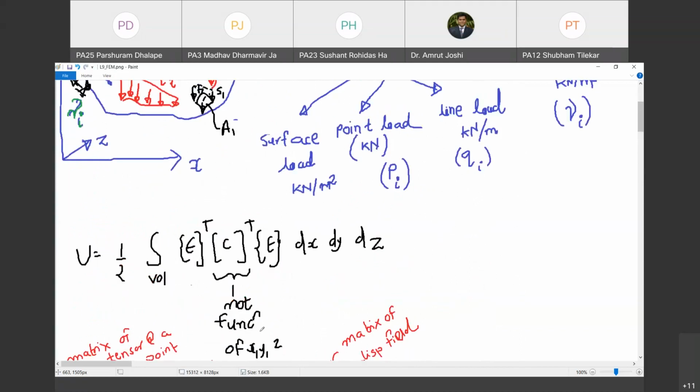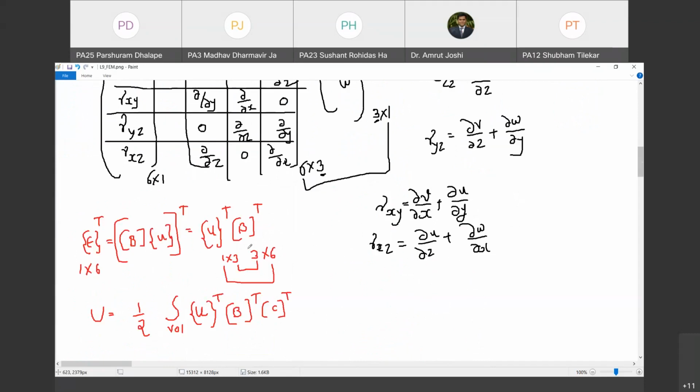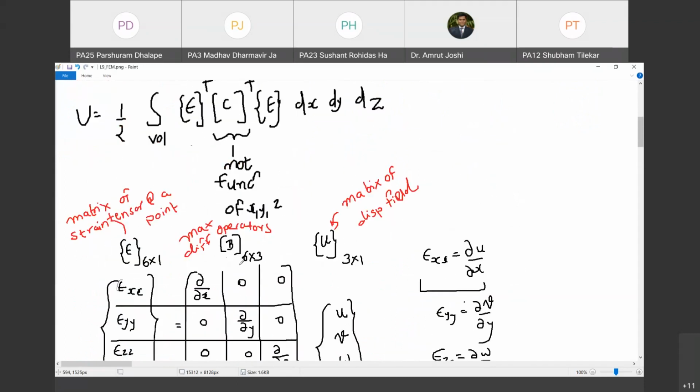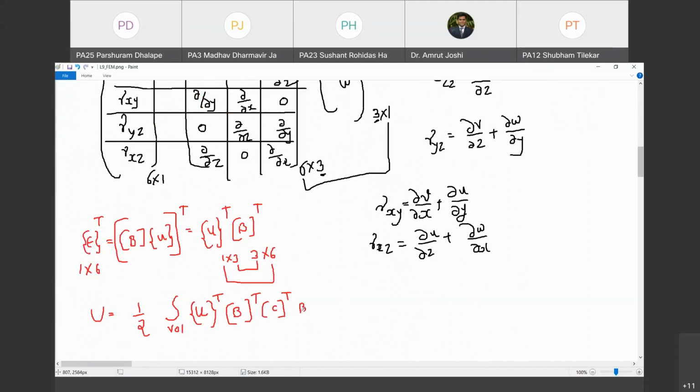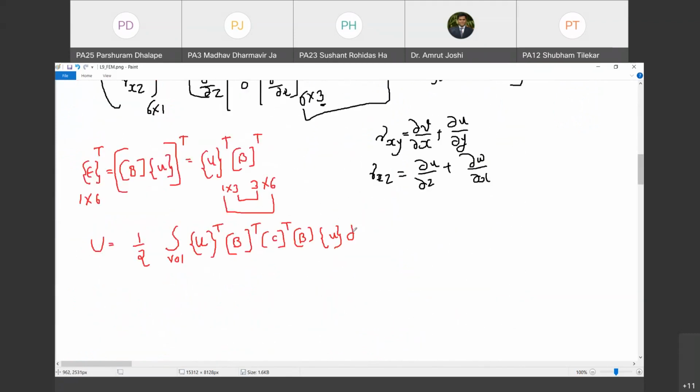C transpose therefore is a matrix of material properties, which are not functions of x, y, z for a homogeneous situation. And then this epsilon, I am going to treat it as B times U. So that's what I write. B times U. And then you are going to have dx, dy, dz. Are you with me till this point? Please tell me. Dx, dy, dz. Are you with me?